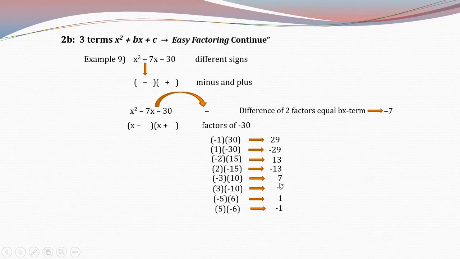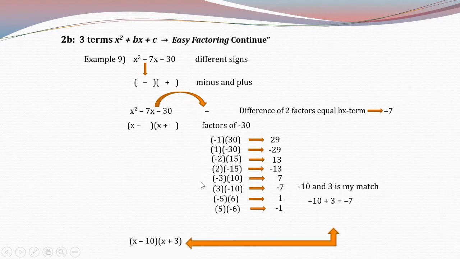So which one is my combination that I'm going to be using? It's going to be this one here. This is my match: negative 10 and 3. Because negative 10 plus 3 will give us negative 7, which matches my bx term. So the answer will be x minus 10 and x plus 3.